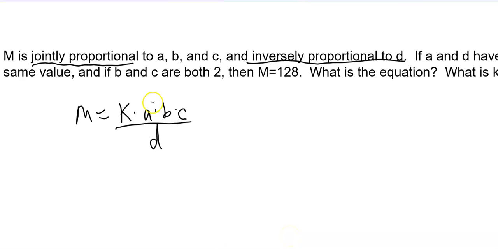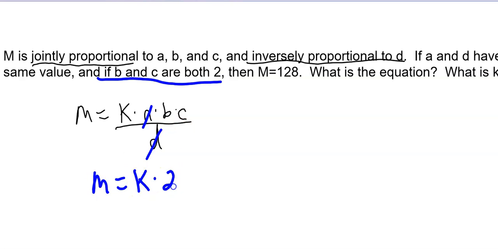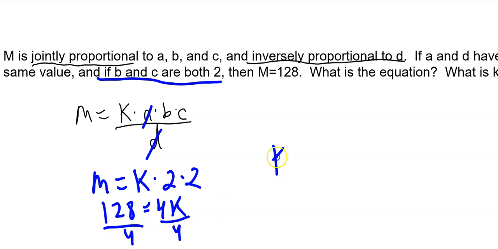It says if A and D have the same value, I think we can actually cancel those, right? If A and D was 3 over 3, 4 over 4, we can cancel. And if B and C are both 2, okay, so let me rewrite this. This would be M equals K times 2 times 2. Those are both 2. And M is 128. So now we know 128 equals 4K. Divide by 4. Let's see if we can do that in our head. K equals 32, I think.